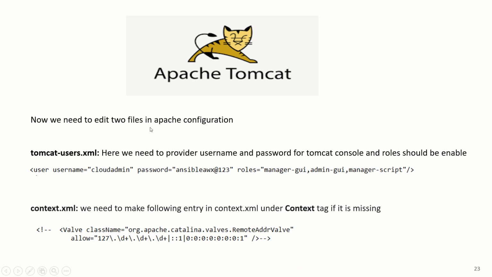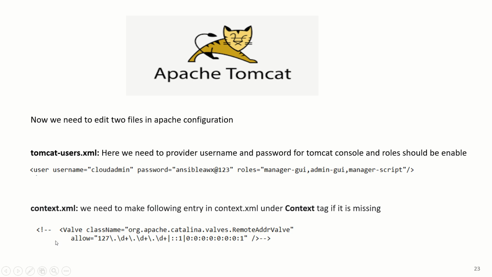We need to edit these two files in the Apache configuration. In tomcat-users.xml, one entry needs to be added. Here we provide a username and password, along with some roles that need to be enabled so that we can access the GUI portion of Tomcat. This particular tag we need to add. I have already added it in the file and shared it on my repository.